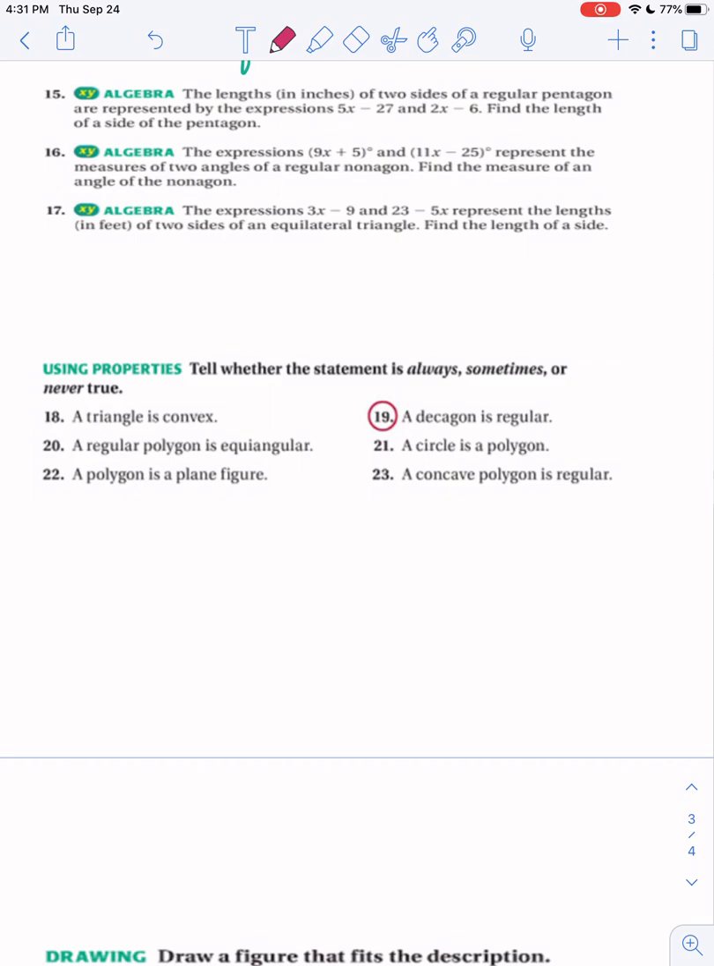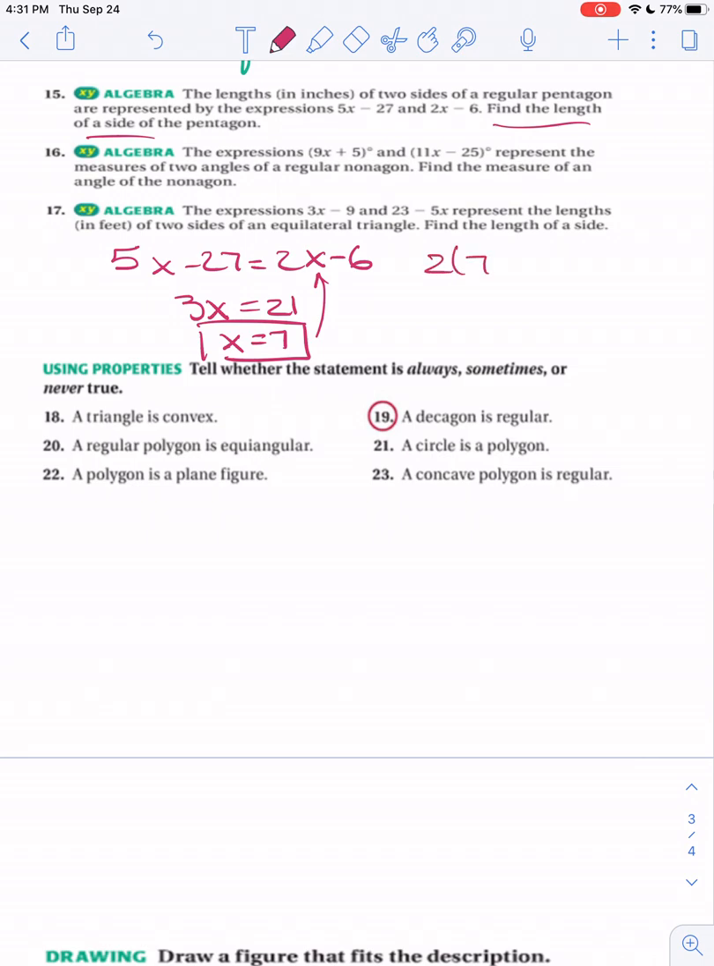So let's go ahead and set them equal to each other. 3x, add 27 to both sides, looks like 21, looks like x is going to be 7. And then to answer their question, find the length of a side, choose either one. I'm going to choose the easier. I'm going to go ahead and put that 7 in there. Looks like the length of the side is going to be 8 inches.